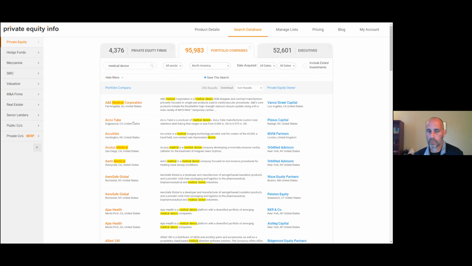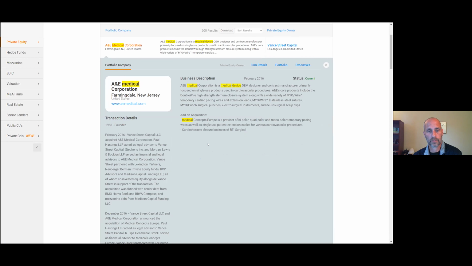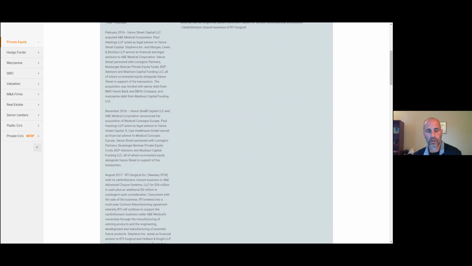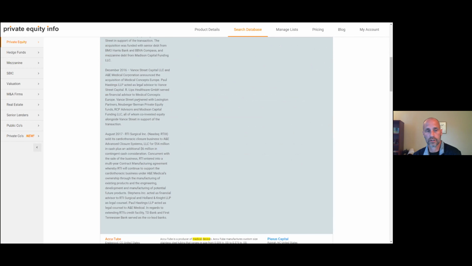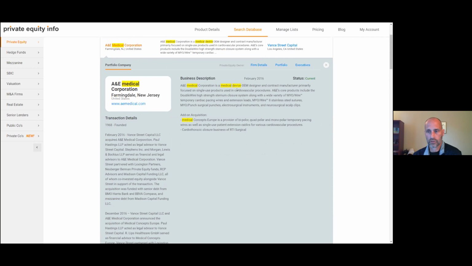On the left-hand side, we see the name of the portfolio company. In the middle, we see a business description of the portfolio company. On the right-hand side, we see the private equity owner of that portfolio company. And so if you were to click on any one of these, again, it accordions down, you can see the complete details about this particular portfolio company, the company name. This one's got quite the long list of transaction details because they've done some add-on acquisitions, it looks like, and a business description.